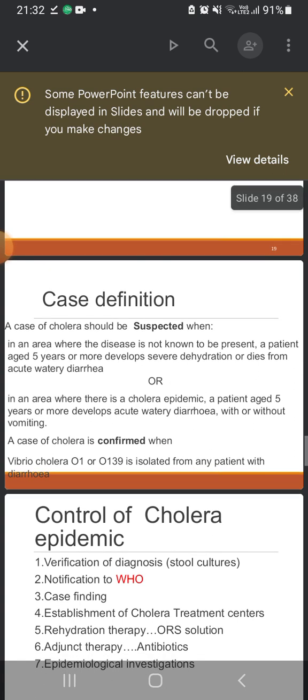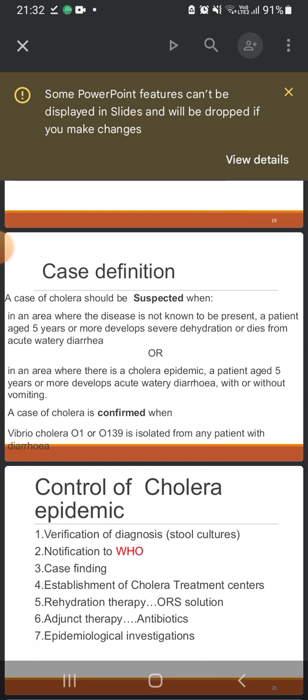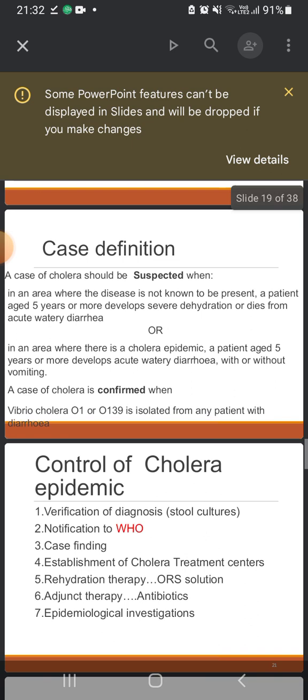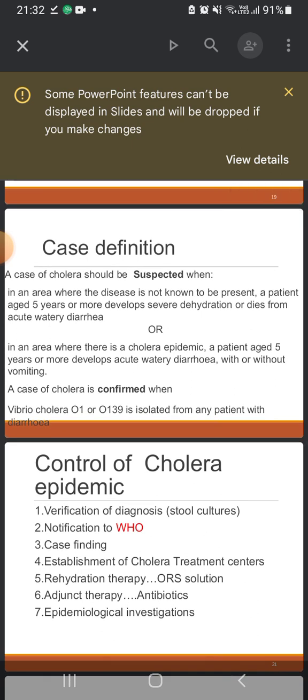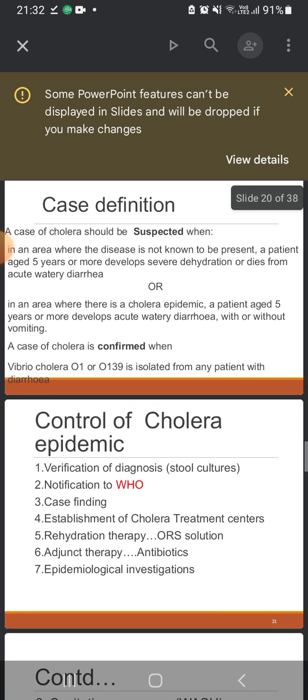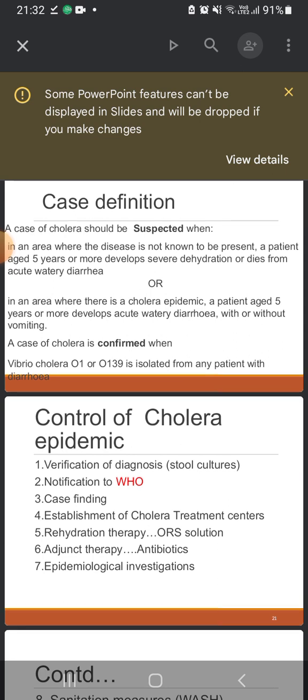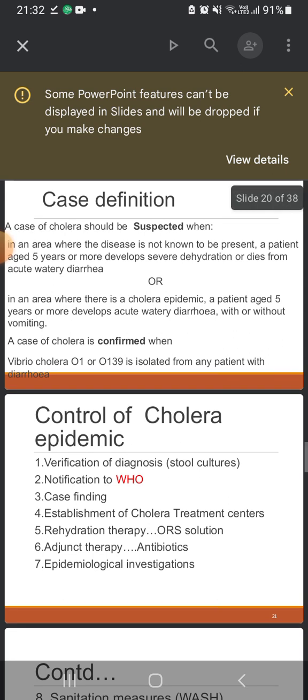If a patient aged 5 or more develops severe dehydration and acute watery diarrhea in a place in which there is a cholera epidemic, or a case of cholera has been confirmed, or Vibrio cholerae O1 or O139 is isolated from any patient with cholera.